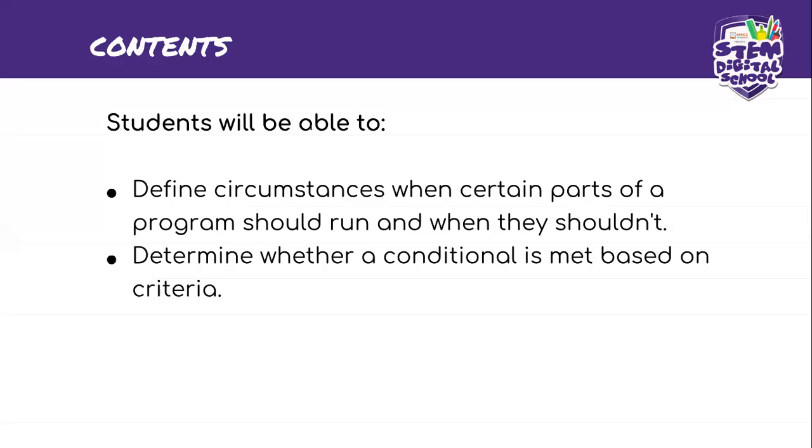So our objectives for today are to define circumstances when certain parts of a program should run and when they shouldn't, and then also determine whether a conditional is met based on certain criteria. Like I mentioned, this is just a different form of a loop, very similar to the one we dealt with yesterday. Sometimes it would be better to use this one, but you will see the function that it performs is very similar to that of our while loops.